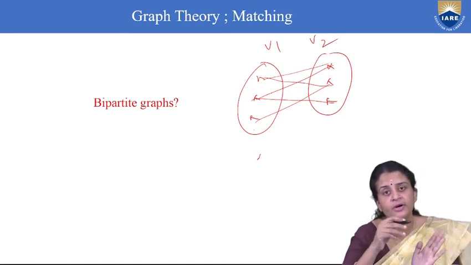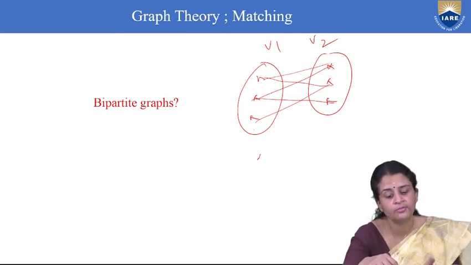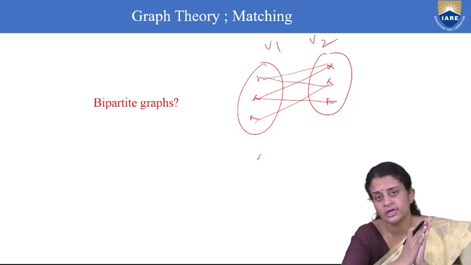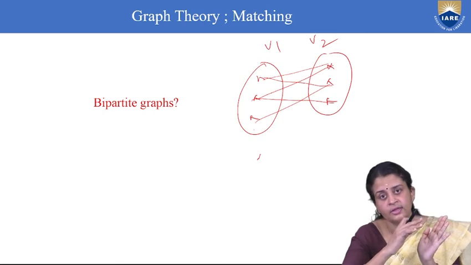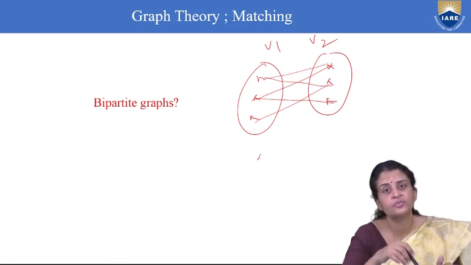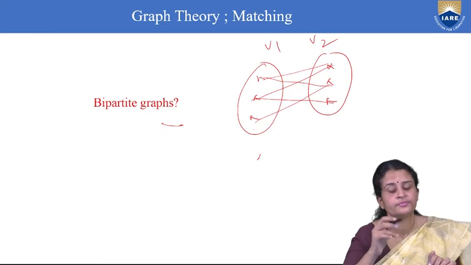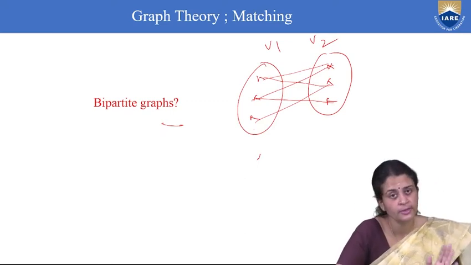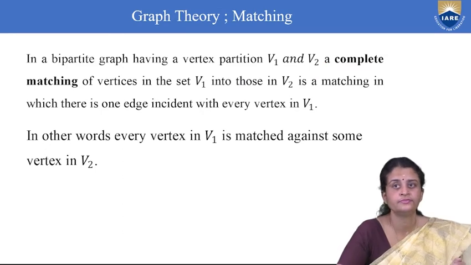Or we can say, if we can find a partition of the vertices of G, dividing them into two sets such that no two vertices in one partite set are adjacent, then such a graph is termed a bipartite graph. Usually these matching properties are studied extensively using bipartite graphs.